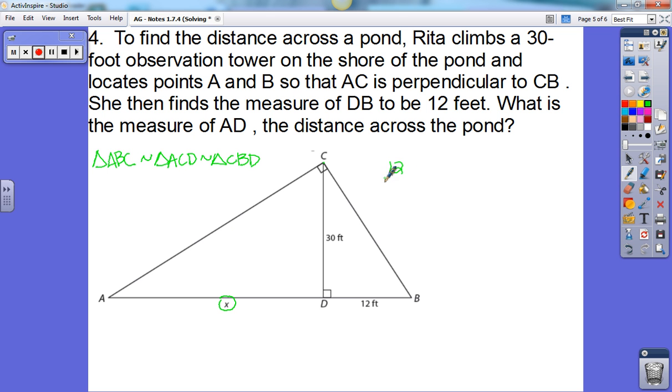So I'm going to set up that proportion. I've got 12 over 30 equals 30 over x. Remember that they both have this side in it, so that's why you see 30 twice. And I'm going to cross multiply and then divide both sides by 12. 900 divided by 12 is 75. So my answer for x, or for AD, is 75 feet.